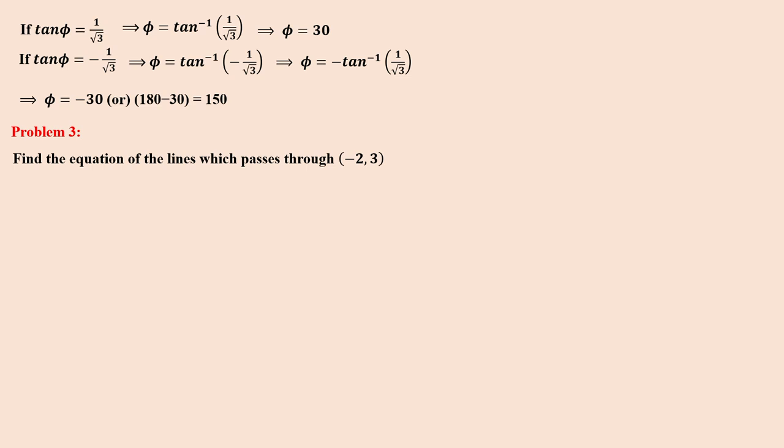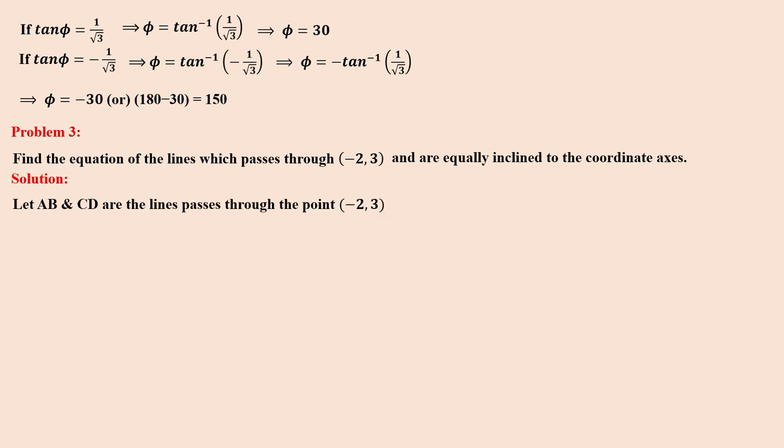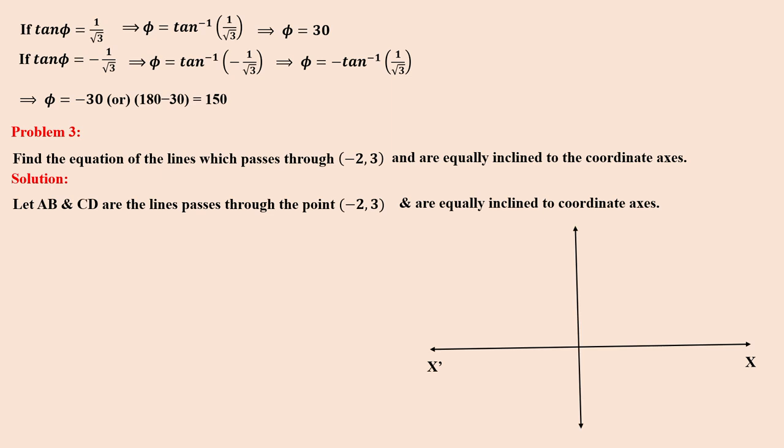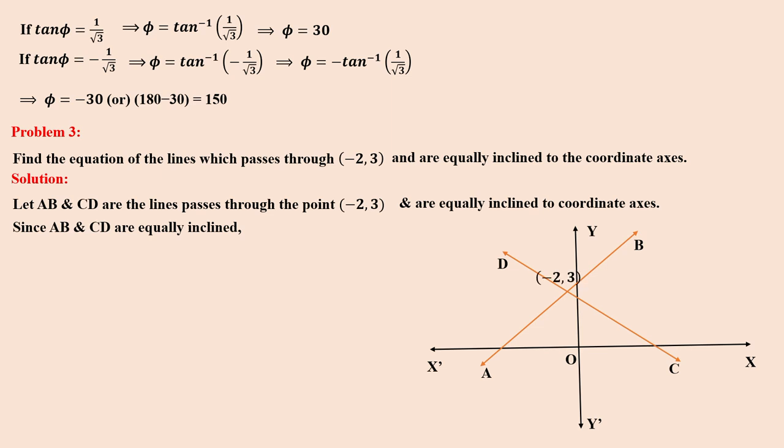Next problem. Find the equation of the line which passes through minus 2, 3 and is equally inclined to the coordinate axes. So we are taking the two lines AB and CD passing through the point minus 2, 3 and equally inclined with the coordinate axes. So first draw the lines: x-axis, y-axis, O is the origin, the lines AB and CD. AB and CD are equally inclined. They intersect at a point. Both lines pass through minus 2, 3.